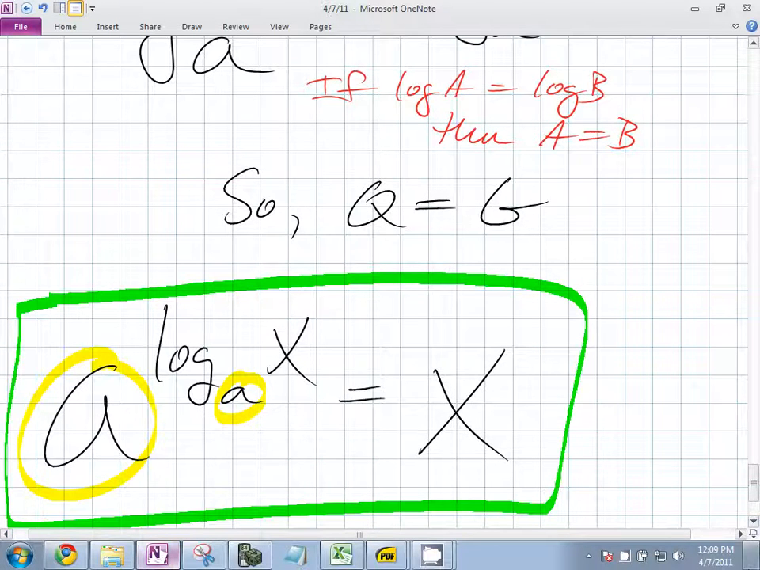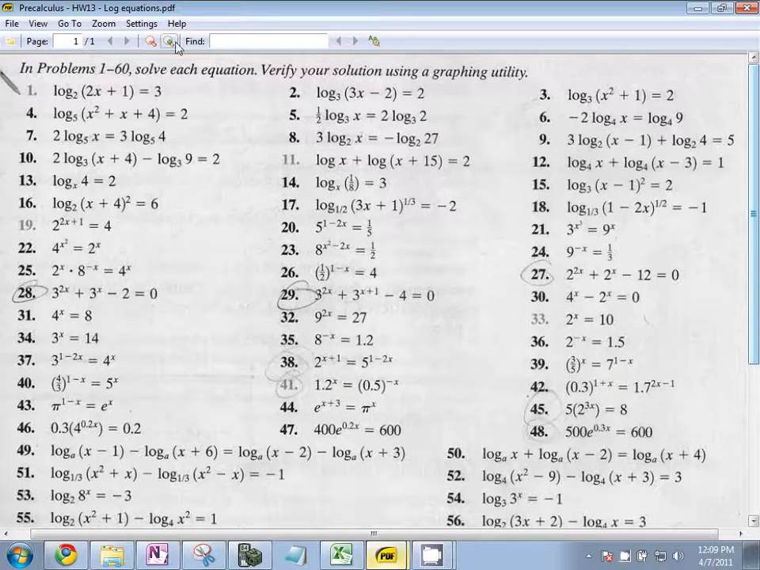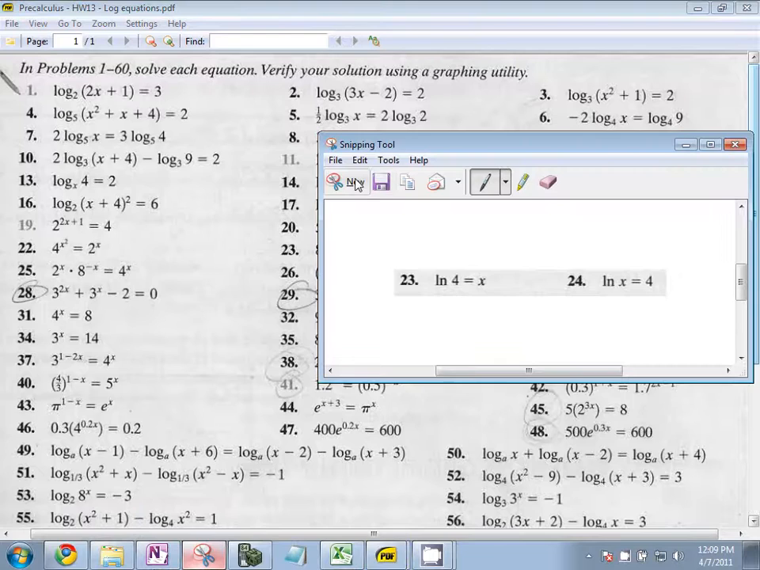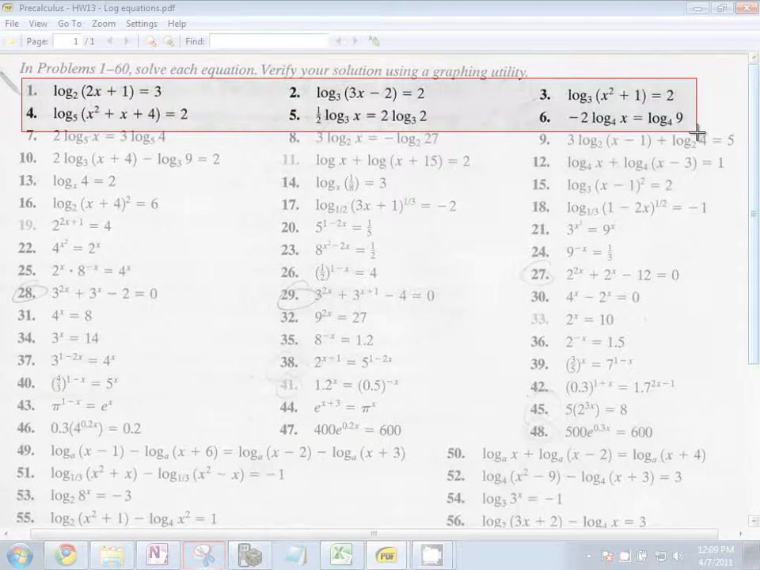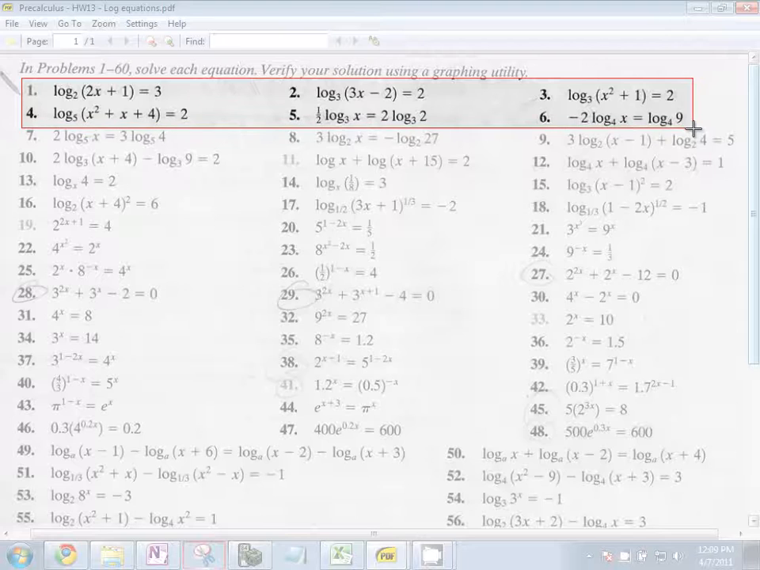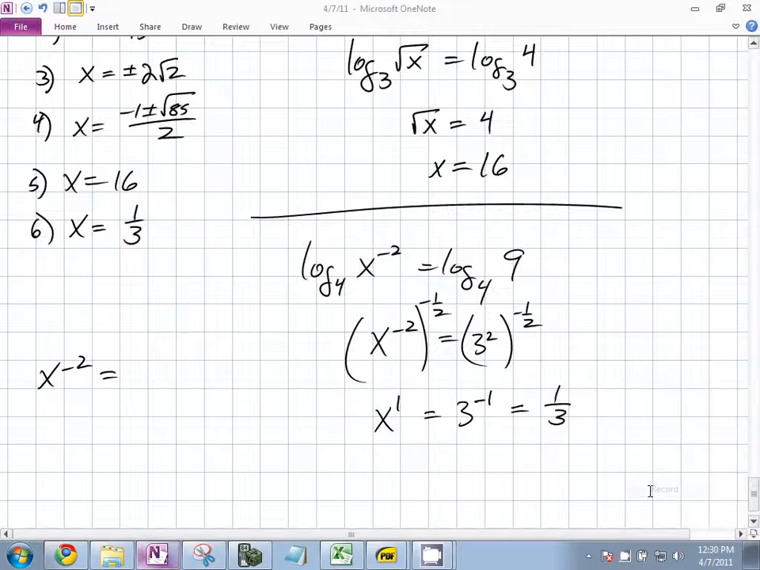Okay, ready to start with your present? What I would like you to work through on your present is by yourself. So by yourself, I'd like you to try to do, you're solving for X, 1 through 6, all by yourself. Please do that all by yourself. You could get to that point right here.